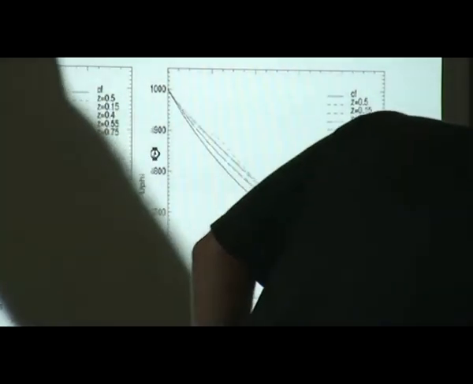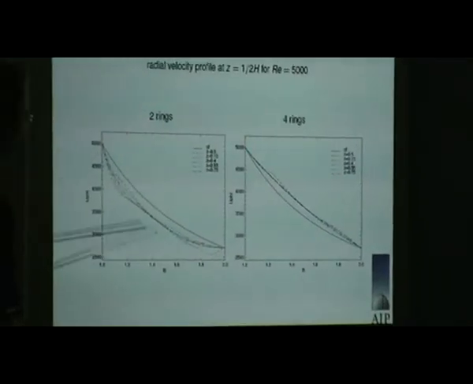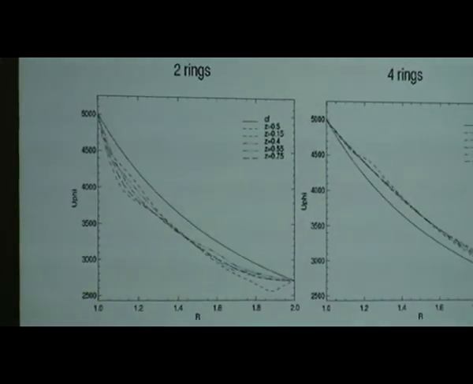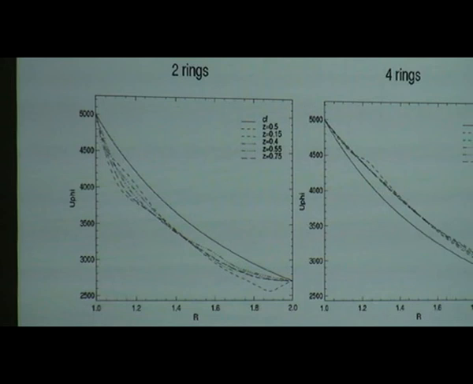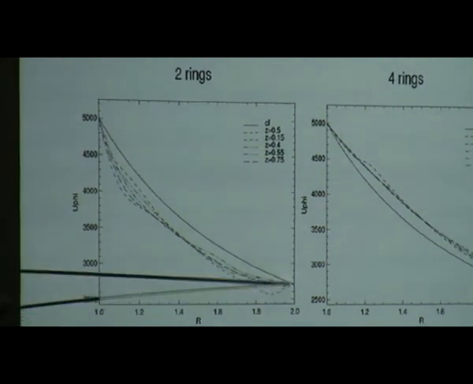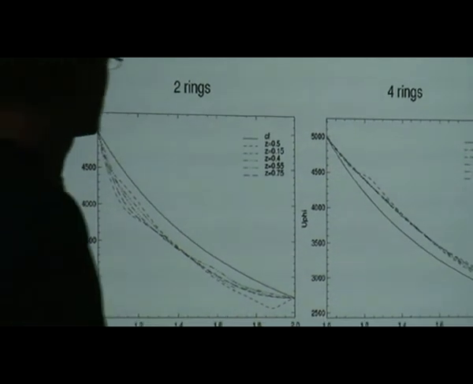This is for Reynolds 1000, and for 5000 it does not change dramatically, but these minima become larger and larger. And so far I don't have really doubts that for Reynolds 10 to the 6 there's nothing happening here that makes the profile completely different.